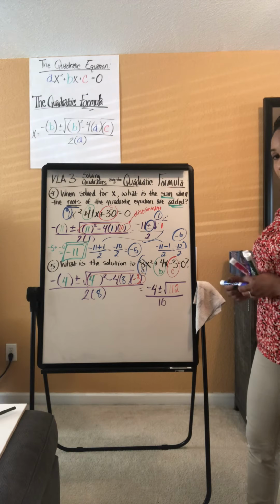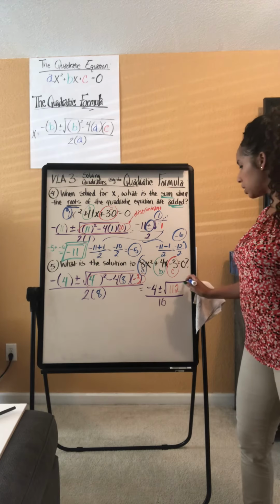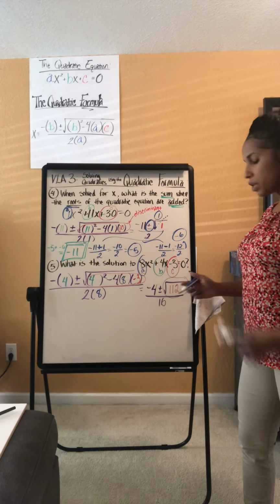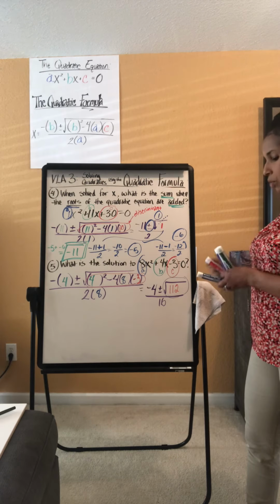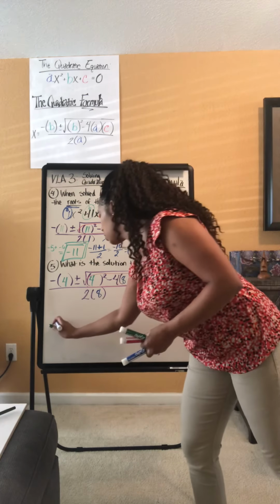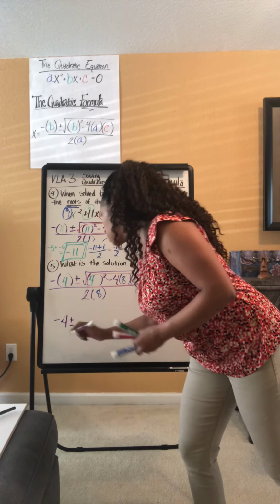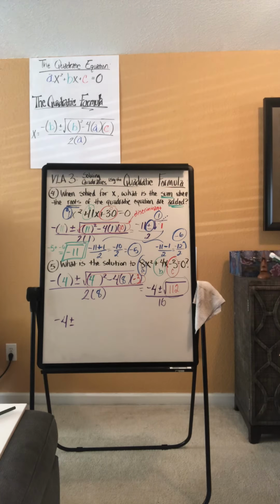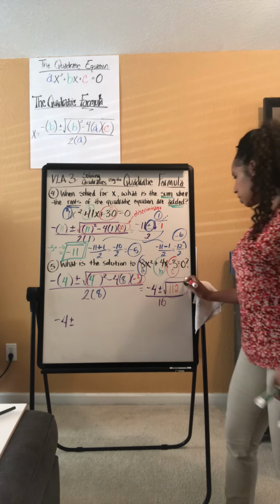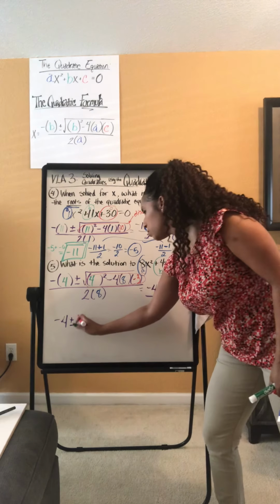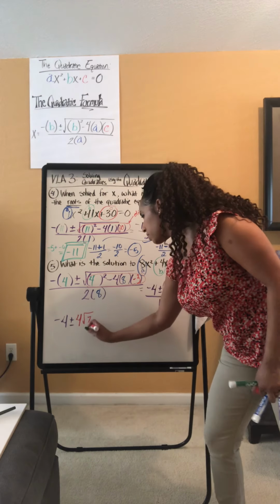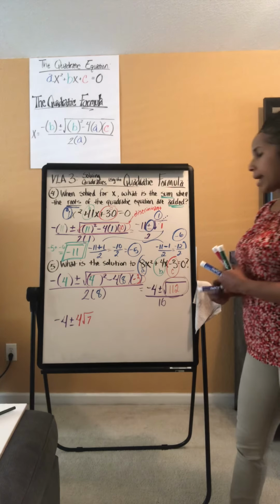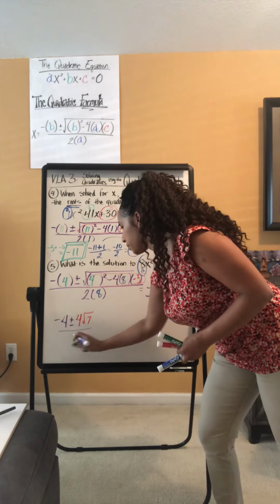All right, our calculators will reduce this radical for you, and the square root of 112 turns into negative 4 plus or minus a 4, and the square root of 7. So the square root of 112 turns into 4 times the square root of 7. And they're all over 16.